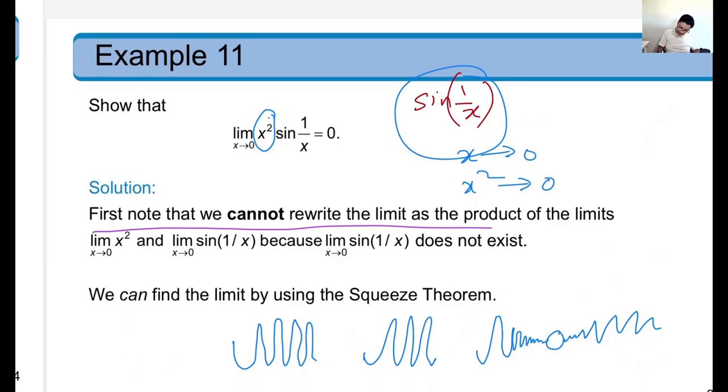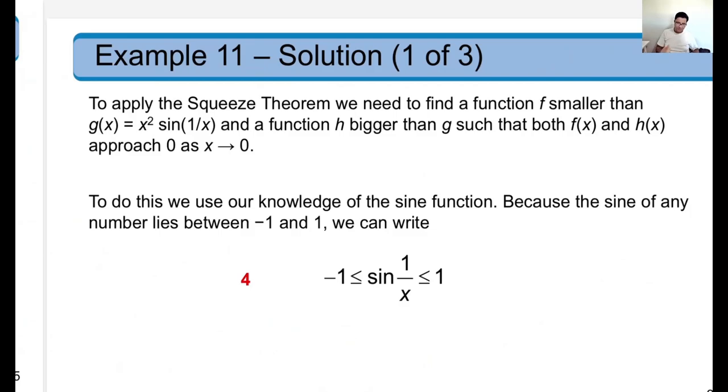First, note that we cannot write the limit as a product of the limits of x square and sine 1 over x, because this does not exist. As I explained, it will fluctuate. So using the product rule that we saw earlier, where you could split the limit, is not going to be helpful. So we need to do something else, and that is the squeeze theorem. How will we apply the squeeze theorem? Here's the idea.